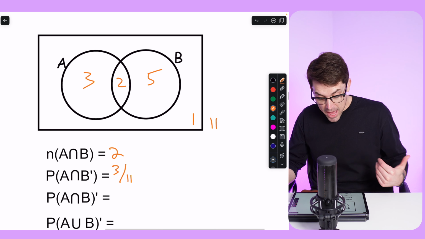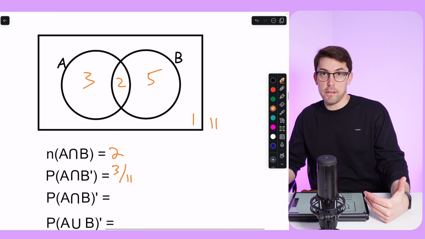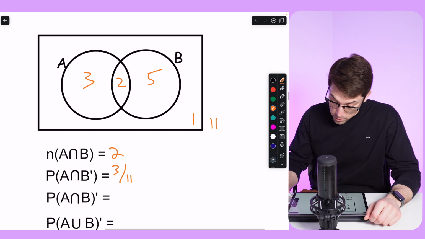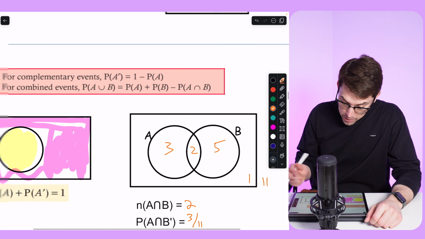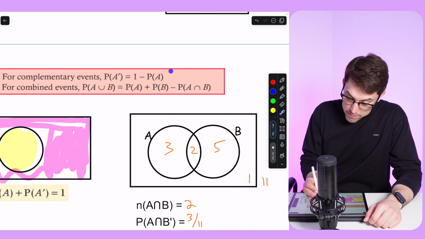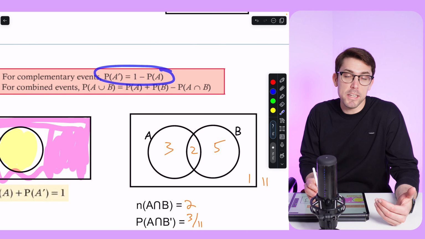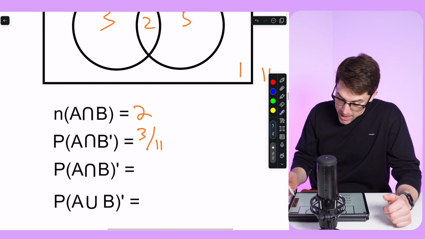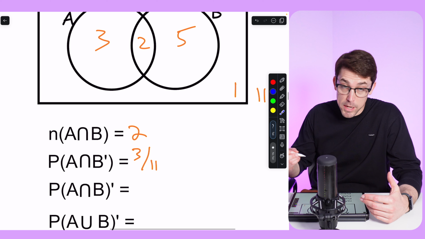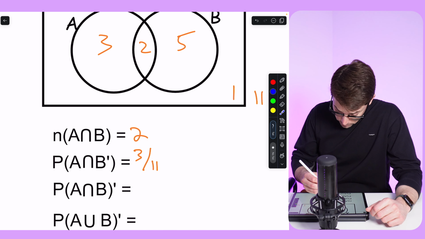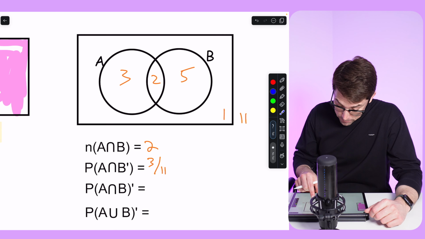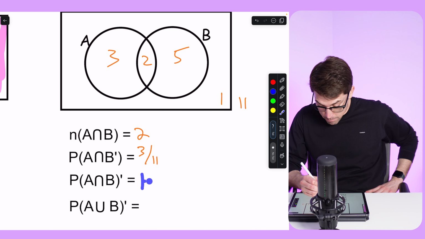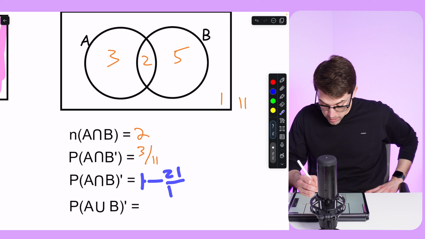Now, what's the probability of A intersect B, but the complement of that? What's the probability of not A intersect B? Well, one important piece of information is that the probability of something not happening is just 1 minus the probability of it happening. Okay? So the probability of A intersect B is 2 over 11. So what would 1 minus 2 over 11 be?